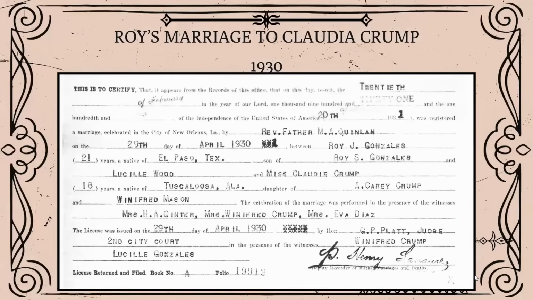So one of the first records I pulled up was my great-grandfather's marriage to his wife, Claudia Crump. A couple things to note here. They got married in 1930. So here's his name, Roy Joseph Gonzalez. He says he's born in El Paso. He's about 21. He's saying his father's name is Roy S. Gonzalez. Now make a note of that, because this doesn't quite jibe with other records and it doesn't jibe with anybody else's story. He says his mother is named Lucille Wood, and then it gives the information for Claudia Crump's family. So this is one record just to get me started.